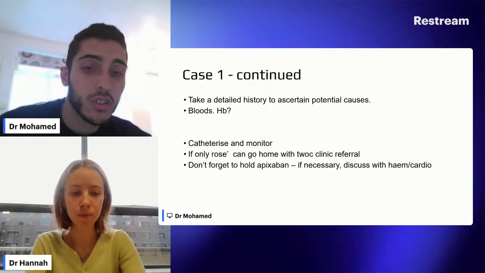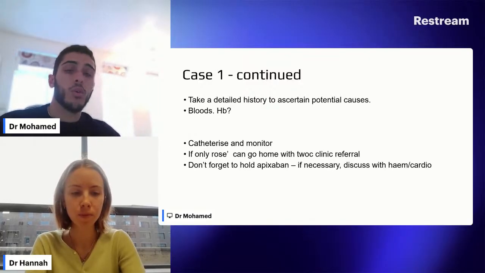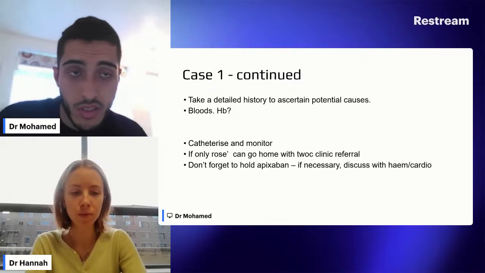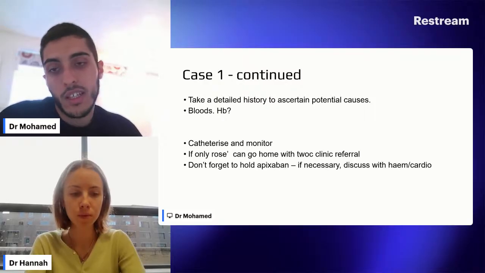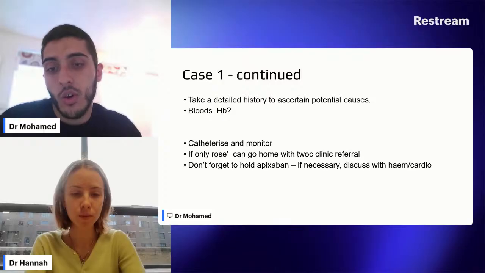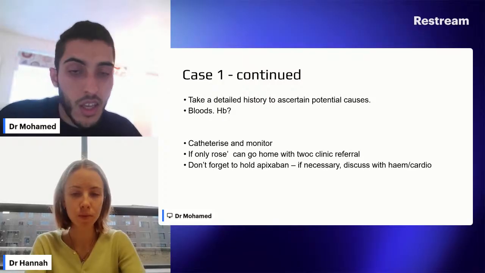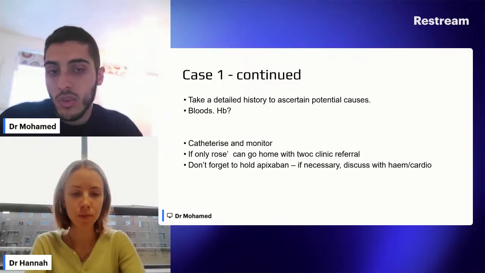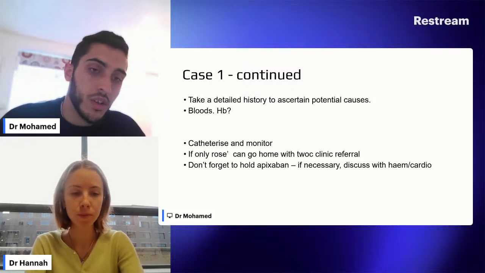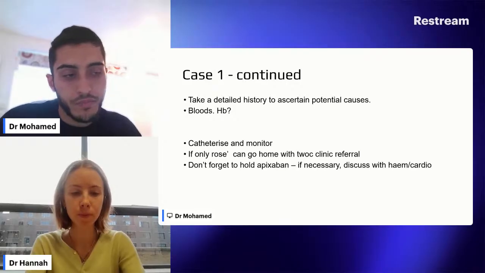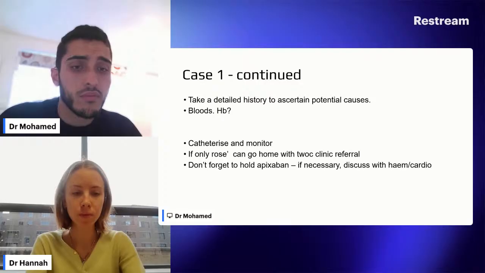And of course, remember that although in this patient it may be straightforward, it's just simple AF, other patients can have a complicated history, and the reason why they're on the DOAC in the first place can be quite complicated. So if that is the case, then you want to discuss with the appropriate team, so either hematology or cardiology if they're on it for some kind of cardiac event.